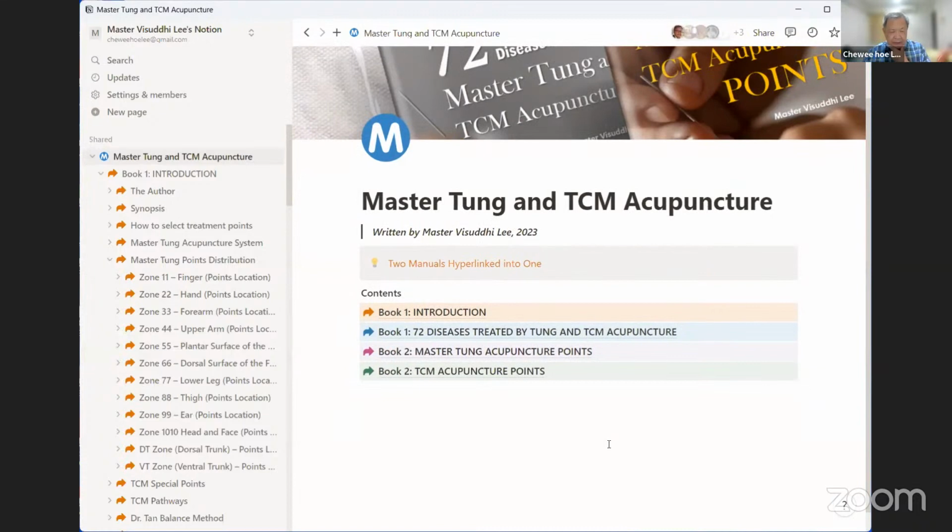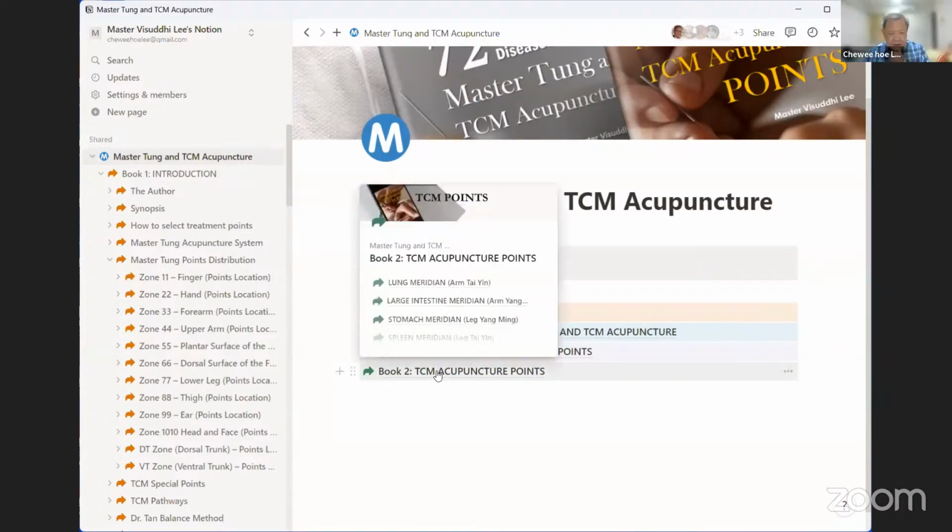Okay, let's look at some points. Vamsi, everybody can see the screen? Yes, sir. They can see, sir. They can see. Okay, let's look at TCM acupuncture points.